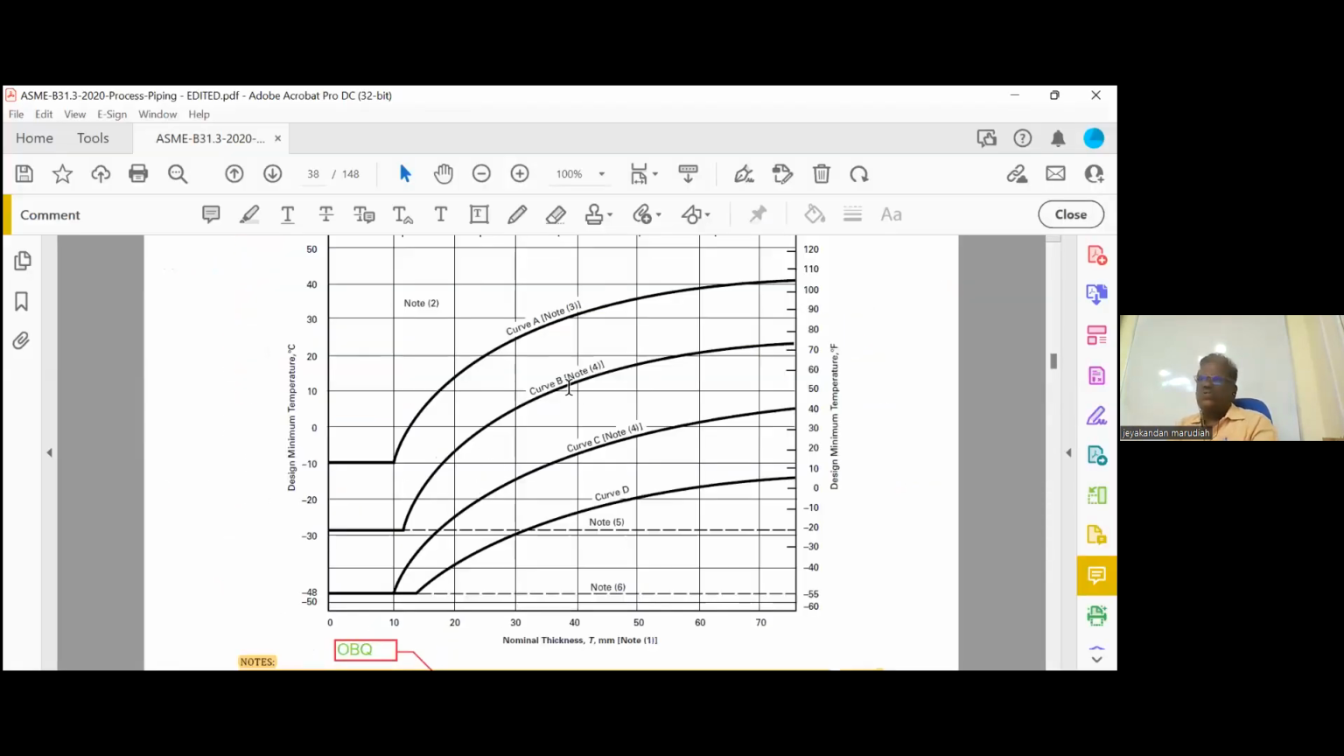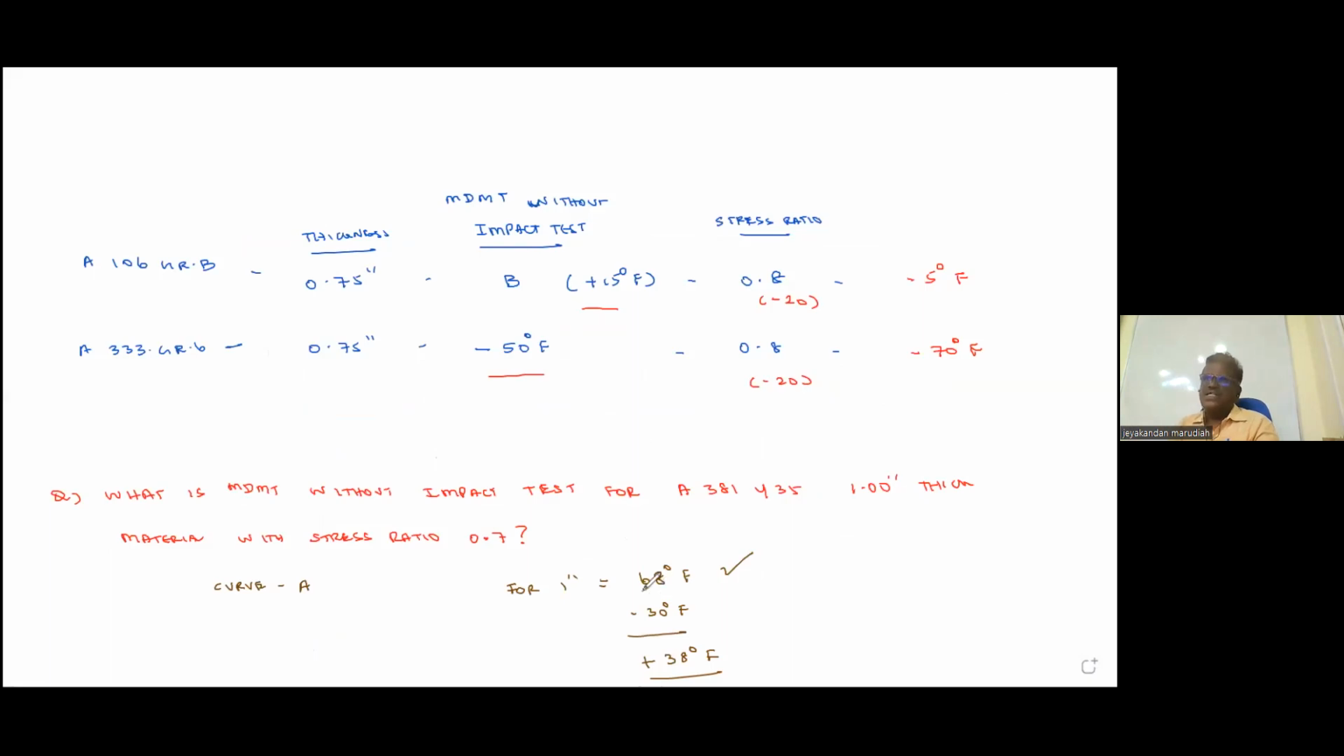So this is the curve. The curve we are actually looking at as a table. The curves A, B, C, D. For example, our material, curve A, 1 inch, what do we get? 68 degrees. From this curve also you can find the answer.